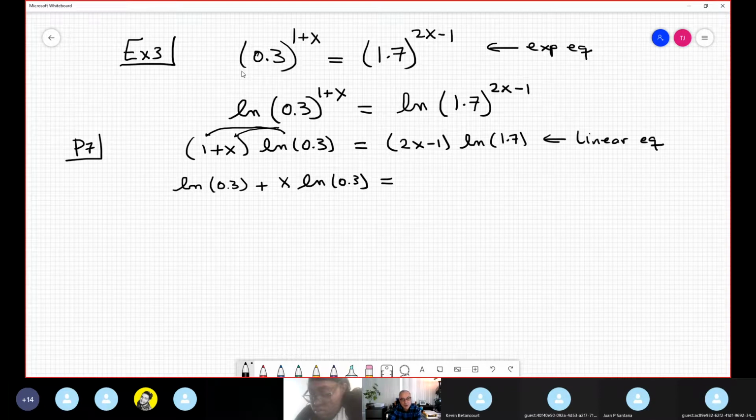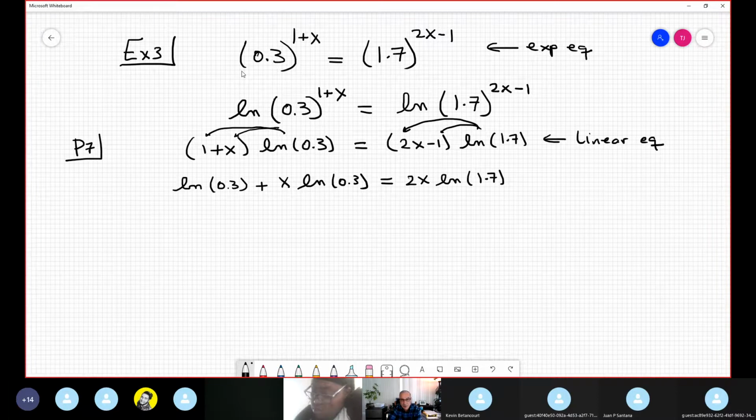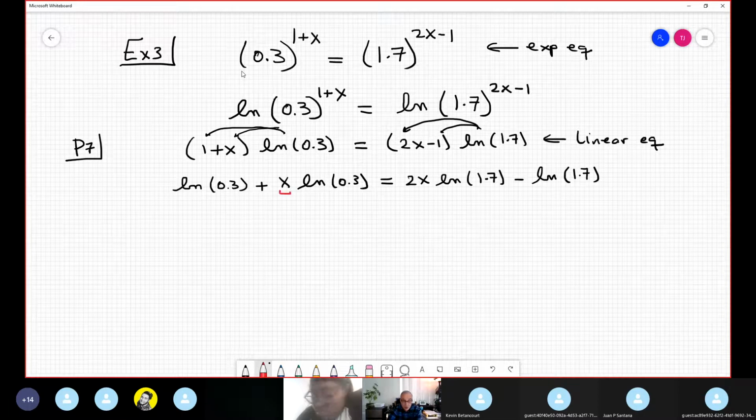This is the situation in the left-hand side. The situation in the right-hand side is similar. You multiply 2x times natural logarithm of 1.7, minus natural logarithm of 1.7 times -1 gets just -1. Okay, what is my goal? Well, my goal, remember, is x. I need to manipulate algebraically this equation in order to isolate the x.